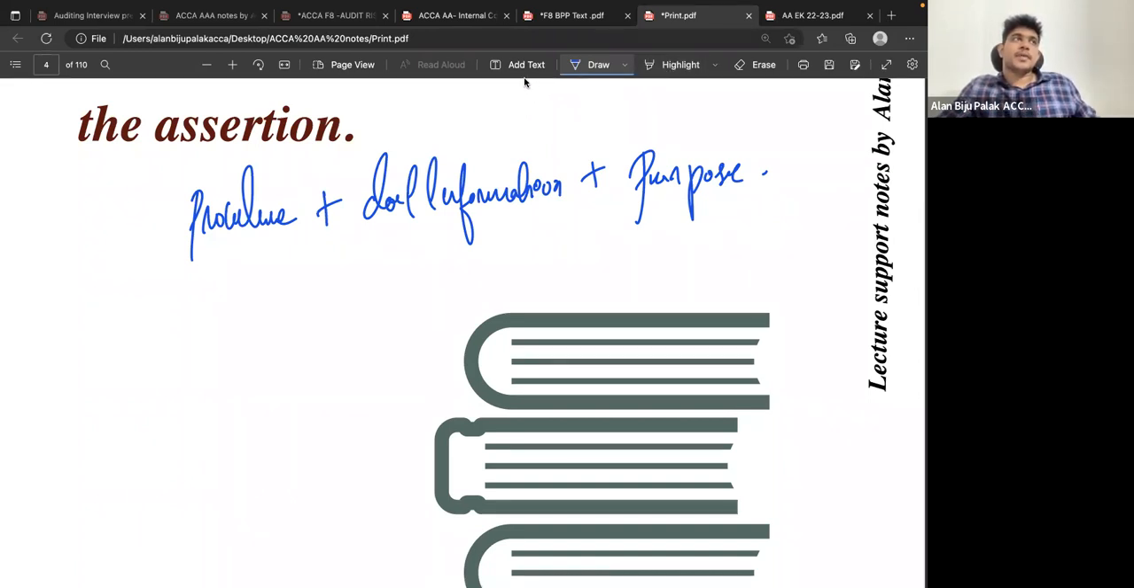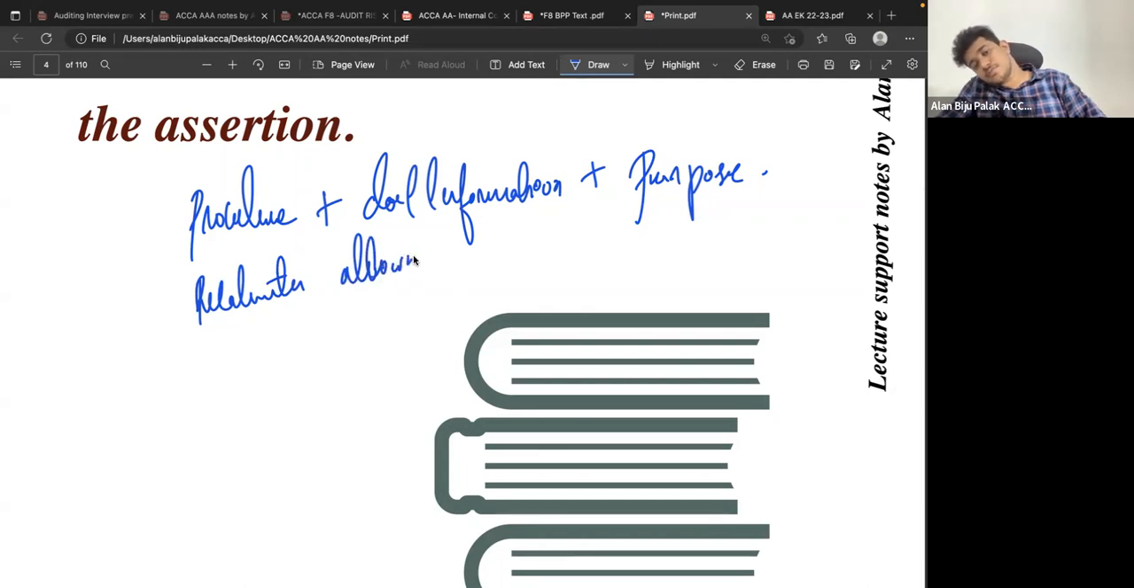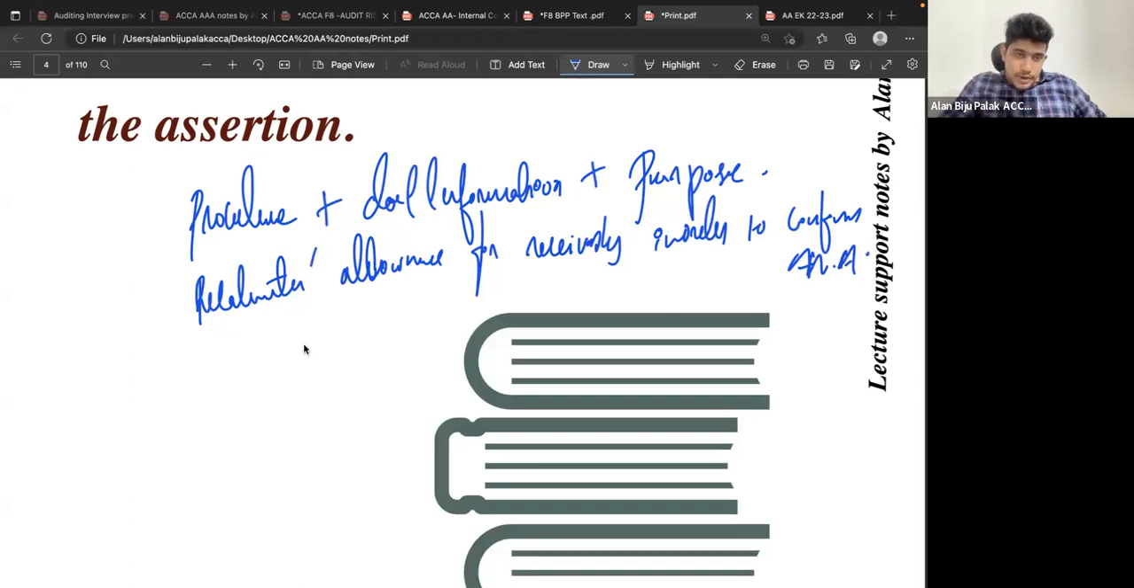For example, consider that the company has an allowance for receivables balance mentioned in the accounts. We need to ensure the accuracy of that. So what can we do in that case as a procedure? We can recalculate. What do we need to recalculate? The allowance for receivables. And for what purpose? In order to confirm mathematical accuracy. So this recalculate would be considered as the procedure.